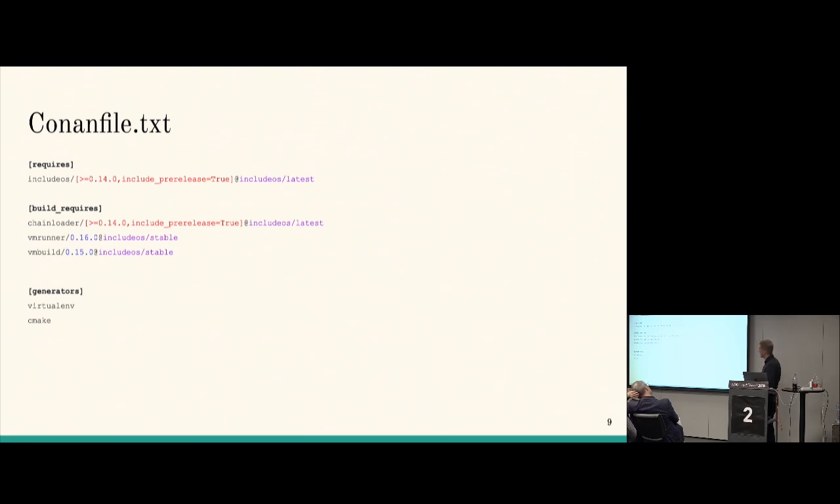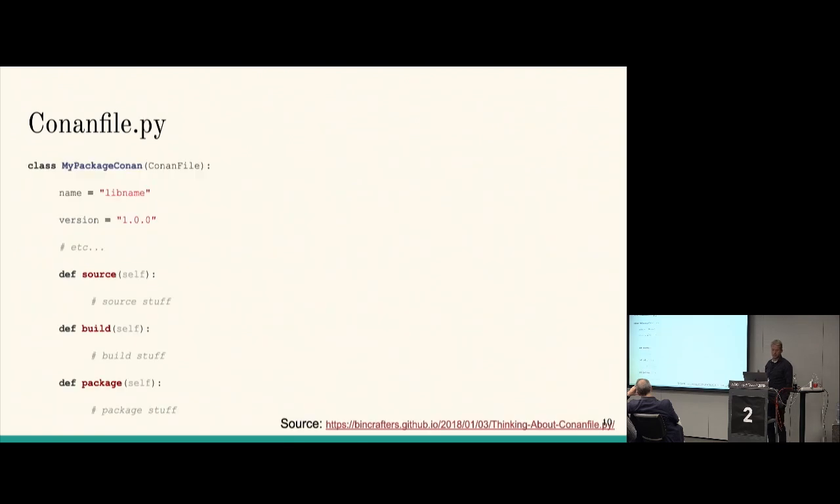But the VM runner, which is a different tool, I'm saying I want this fixed version into my consumer. VM build the same. And then you have the generators, which is the virtual environment generator and the CMake generator, which is the ones we're using in this case. So that's an example of how a conanfile.txt can look like.